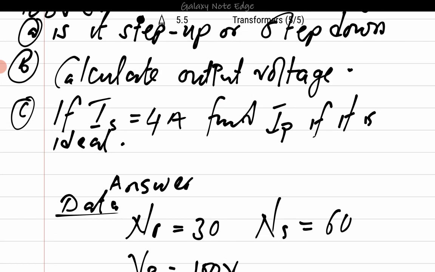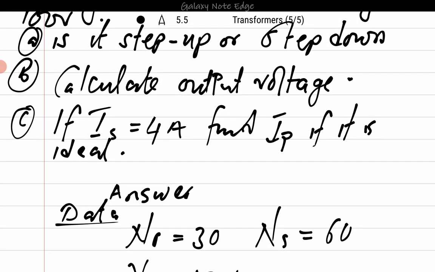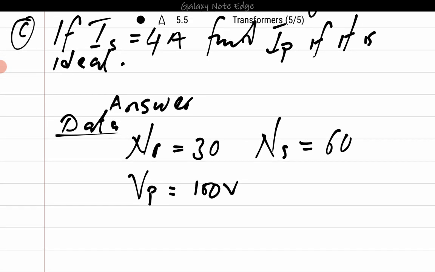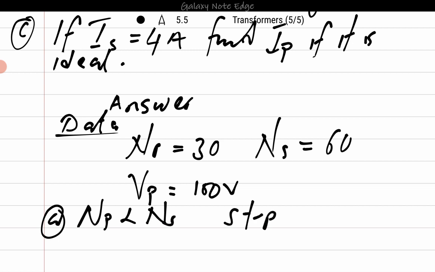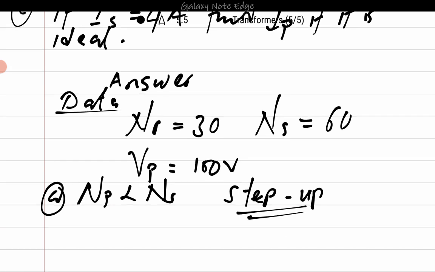In question A, we are asked if it is a step up or step down transformer. So we can see clearly here that the number of coils in the primary are less. So we have number of coils in the primary being less than number of coils in the secondary. So definitely this is a step up transformer.